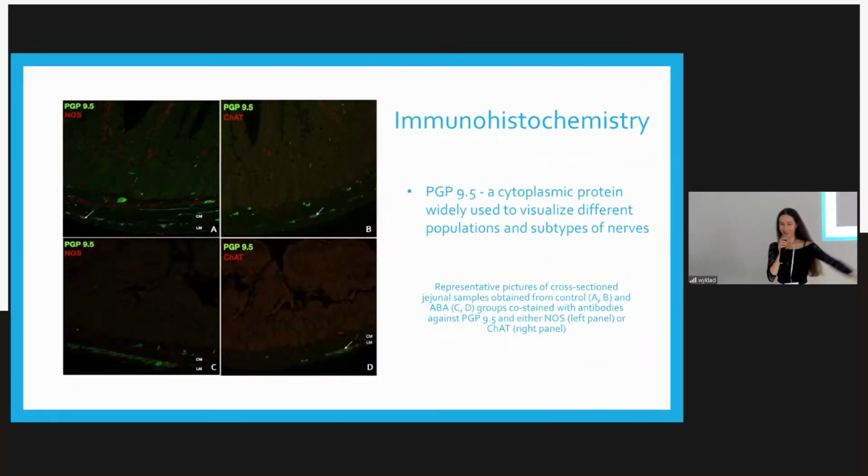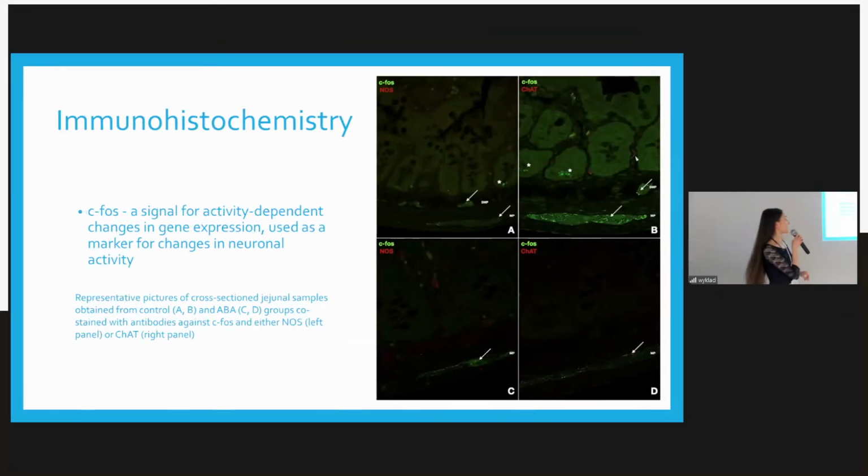Here we see the decreased neuronal activity in the ABA group. The ABA group is below the control group.